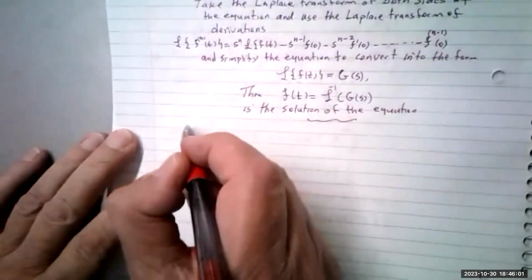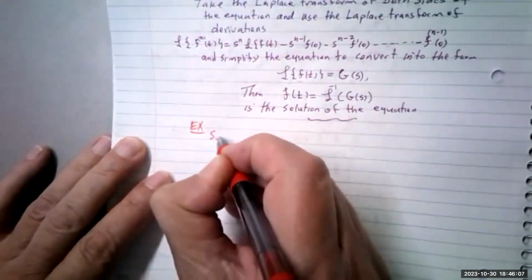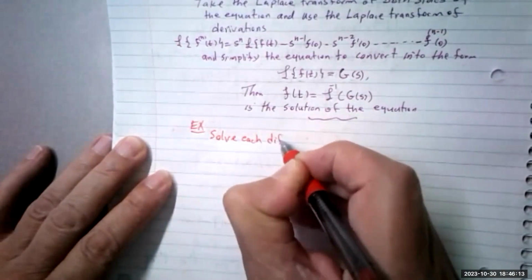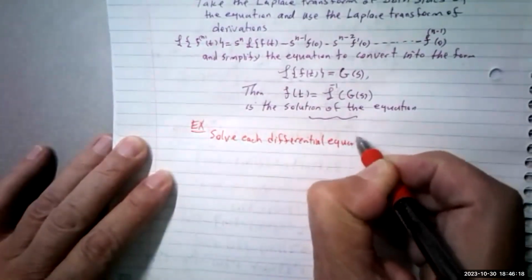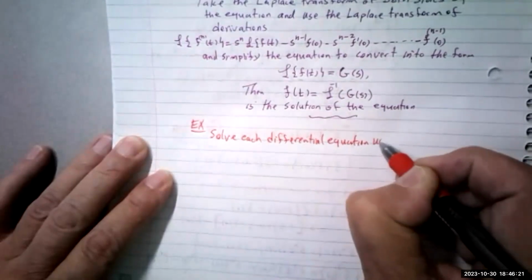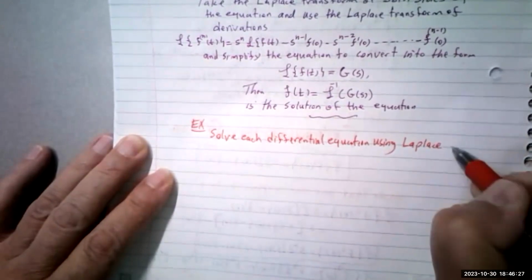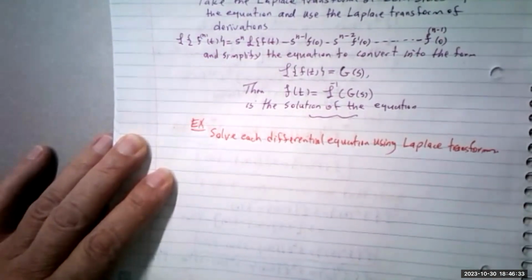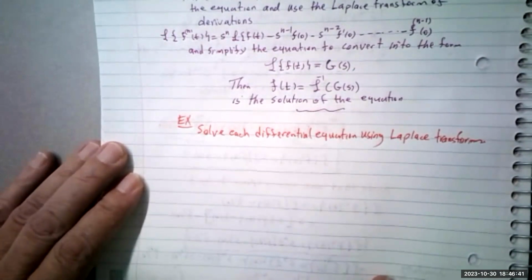Let's do it. Example. We want to solve differential equations by Laplace transform. Solve each differential equation using Laplace transform. Remember, this is the only method that you're going to apply. Don't say, I know another method to do it. You have to do the Laplace transform. There's no way that you are going to escape from this one.